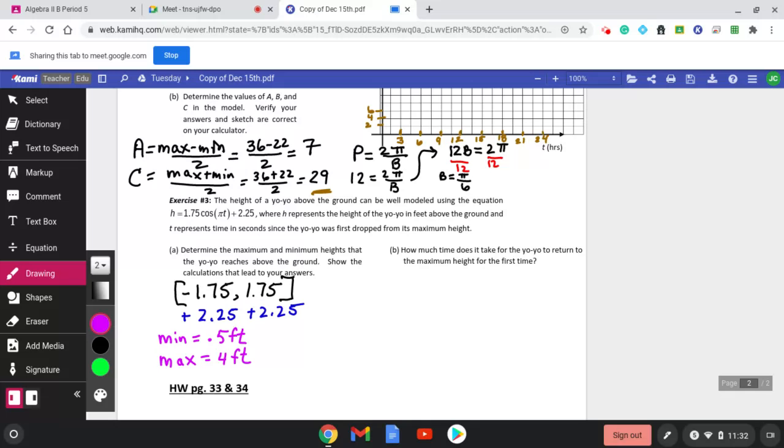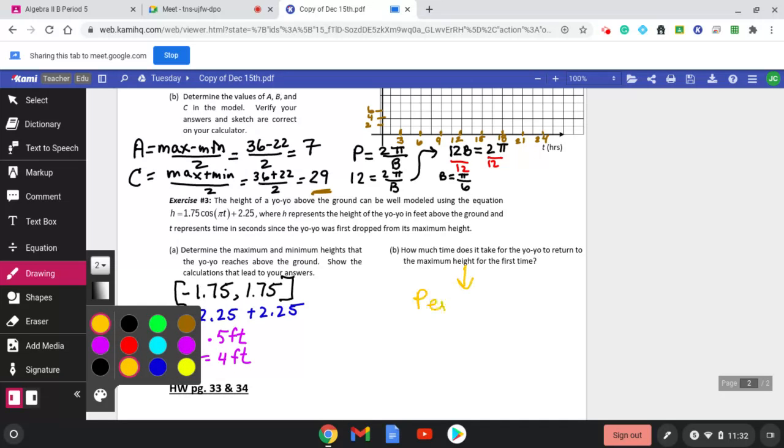So remember, it starts at the max because it's a cosine curve. How long does it take to return to the max? This is just a nice way of saying find the what? Period. Good job, Caroline. Yep. That's all it's asking me for. Find the period. When does it return back to its original height for the max? The period.